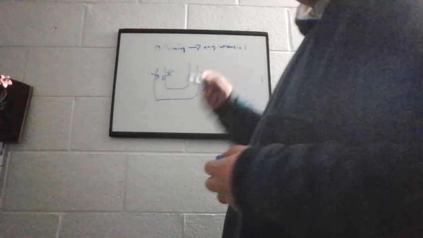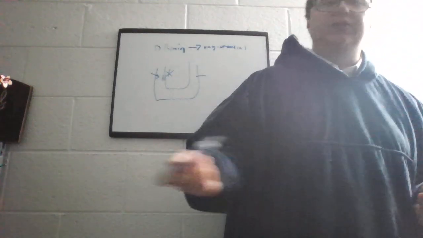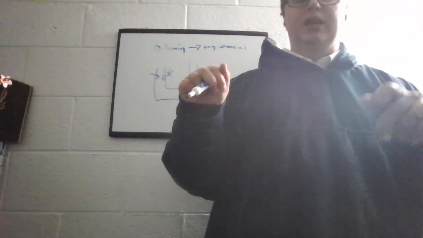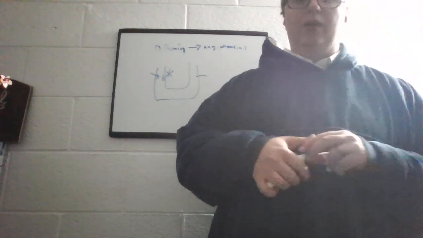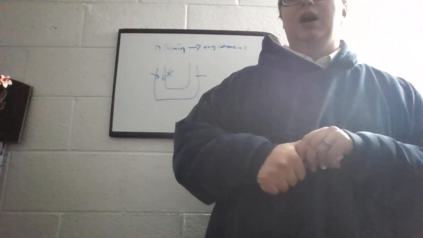In the ascending limb, it's impermeable to water, and it actively pumps sodium, potassium and chloride out via the NKCC transporter. The filtrate becomes more dilute as the solutes leave, but the water does not. This countercurrent interaction multiplies the small differences into a strong osmotic gradient, and it can go up to around 1,200 milliosmoles.